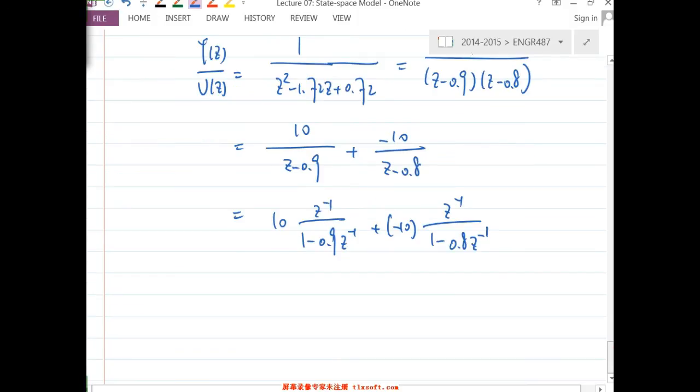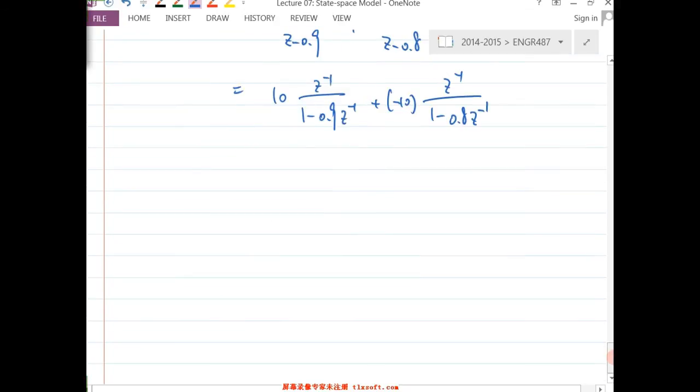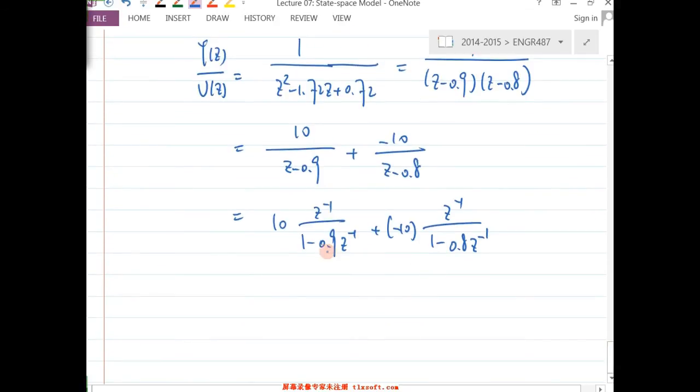Okay, so it's right in the DSP format. And now we build our diagram based on the expression right here. So how does the simulation diagram look? Basically it's the addition of two blocks. This is one block and this is one block.